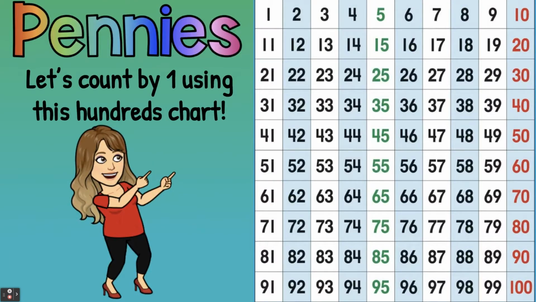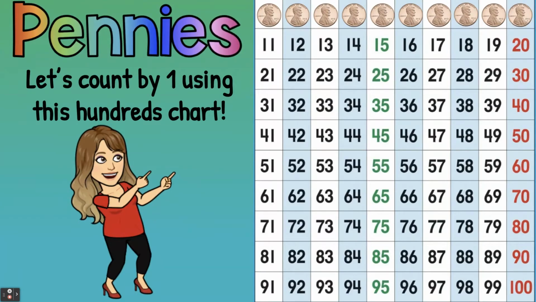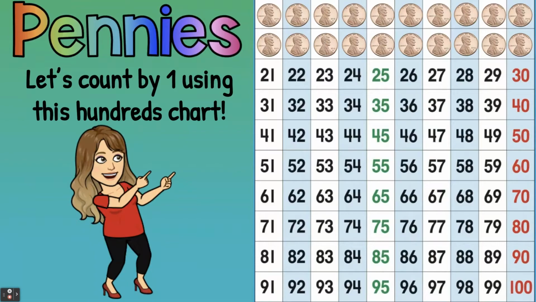Let's count by 1 using this hundreds chart. 1, 2, 3, 4, 5, 6, 7, 8, 9, 10. Make sure you're counting out loud with me. 11, 12, 13, 14, 15, 16, 17, 18, 19, 20.